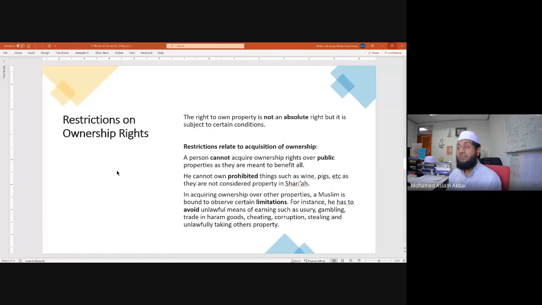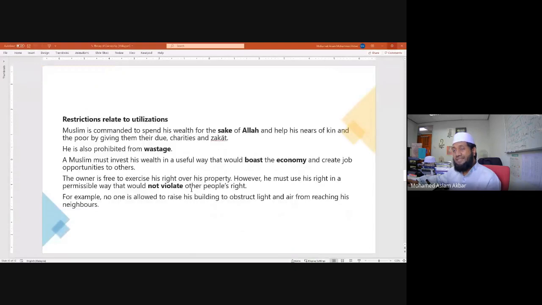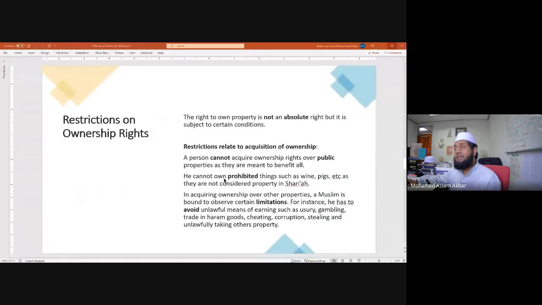In acquiring ownership over other properties, a Muslim is bound to observe certain limitations. For instance, he has to avoid unlawful means of earning, such as usury, gambling, trade in haram goods, cheating, corruption, stealing, and unlawfully taking other people's money. So this is very, very important. The difference between this slide and the next slide is that the first one is about restrictions during your acquisition of ownership. Before the ownership, these are the restrictions.